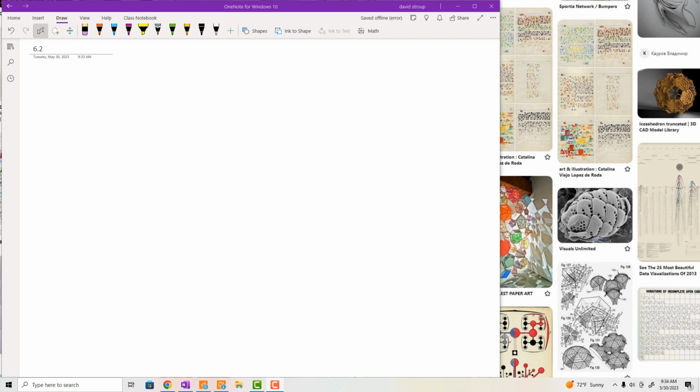Hey, welcome back. This is now 6.2, and we're going to talk a little bit about growth and decay with exponential equations and a little bit of differential equations. So a differential equation is basically just an equation where you're solving for a function.